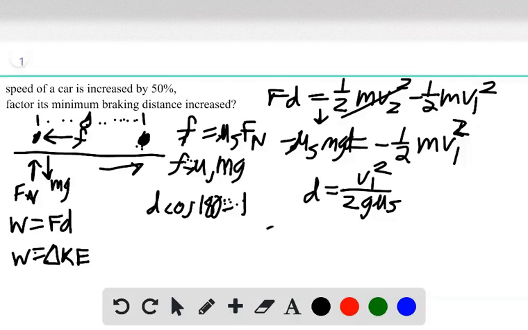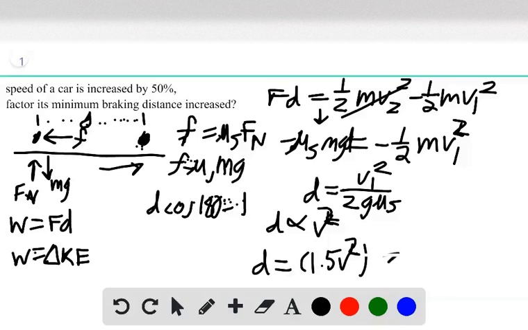All right, so from this equation, we can get a relationship between d and v, which is what we're looking for. So d is approximately v squared. So we are told that the speed of the car increases by 50%. So if something increases by 50%, you add half of that something to the whole. So the speed is going to increase by 1.5. So this would be 1.5 v squared. And that's going to give us that the distance increases by a factor of 2.25.